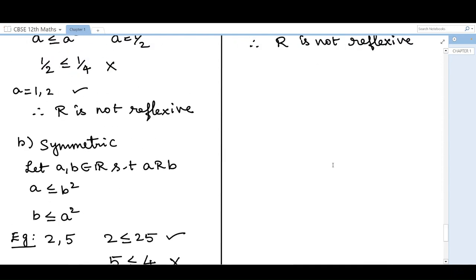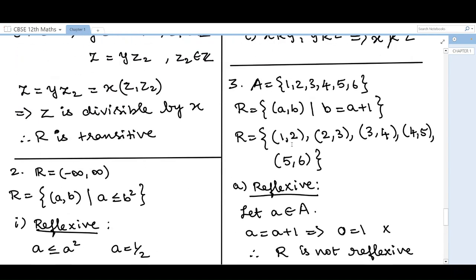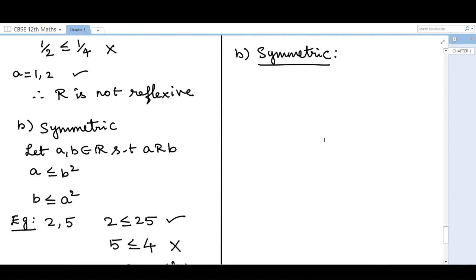Moving on to the second property, symmetric. So in the set itself you can verify. If you take (1, 2), (2, 1) should be there. Here it is not there, therefore it is not symmetric.